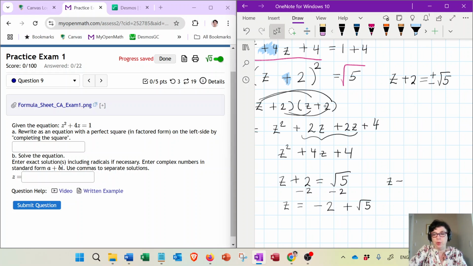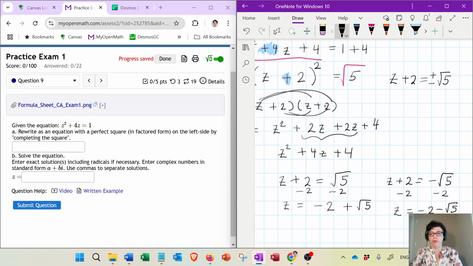The second solution will be z plus 2 equals negative square root of 5. Again, I'm going to subtract 2 from both sides, which gives me z equals negative 2 minus square root of 5, or negative square root of 5 minus 2. Those are my two solutions.